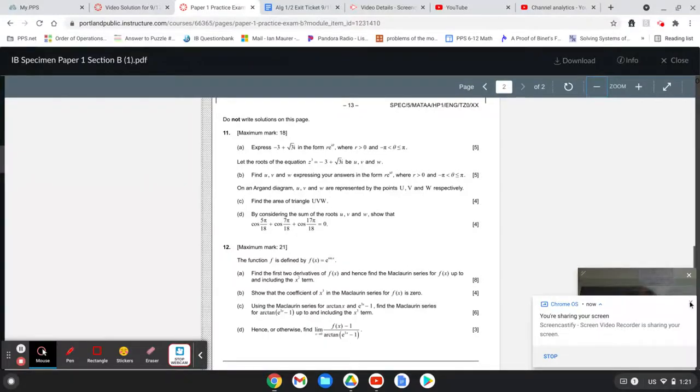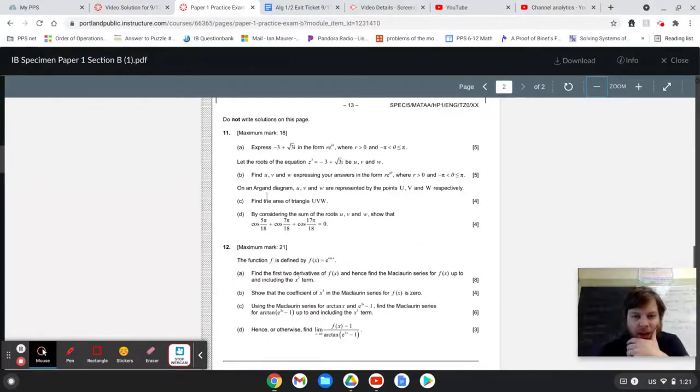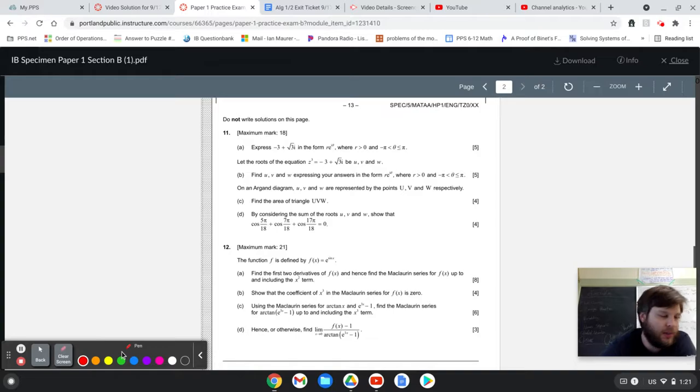So here I'm picking up on problem 11. I did parts A and B in the previous video, so I'm going to do parts C and D here. We're doing an Argand diagram of U, V, W, and those are the roots from before. An Argand diagram is just where you plot them like x, y points. I'll copy down what my U, V, and W were from the previous problem.